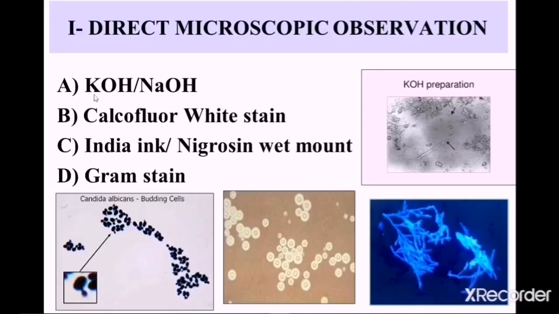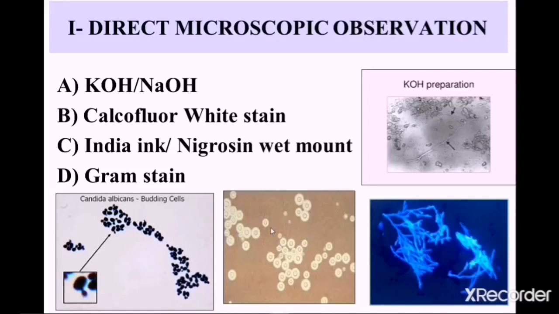The first test is potassium hydroxide or sodium hydroxide preparation. 10 to 40% potassium hydroxide can be used, and the aim is to dissolve tissue material, leaving the alkali-resistant fungi intact or stained with special fungal stains. Then there is the calcofluor white stain, which binds to polysaccharides such as glucans and chitin in the cell wall. Fungal elements fluoresce under the fluorescent microscope.